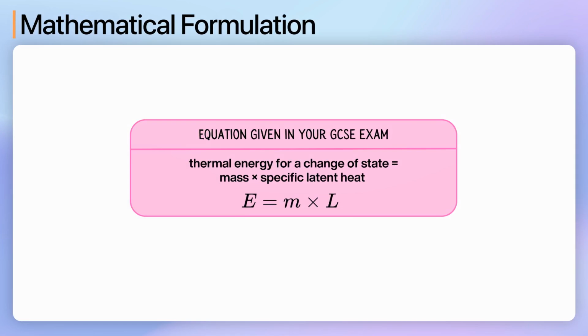Firstly, let's clearly understand what the formula E equals ml means. This equation helps us calculate the energy required to change the state of a substance without changing its temperature. The formula is energy required equals mass multiplied by specific latent heat.